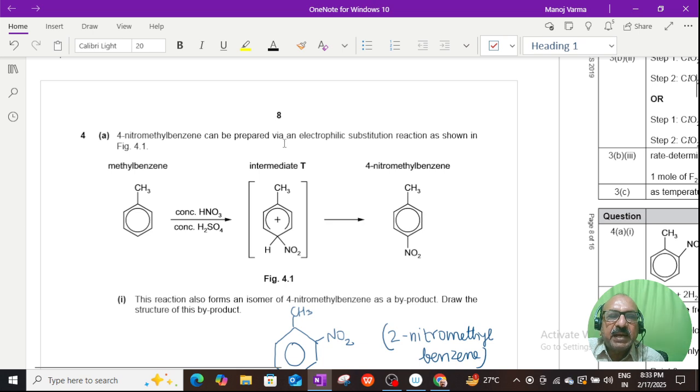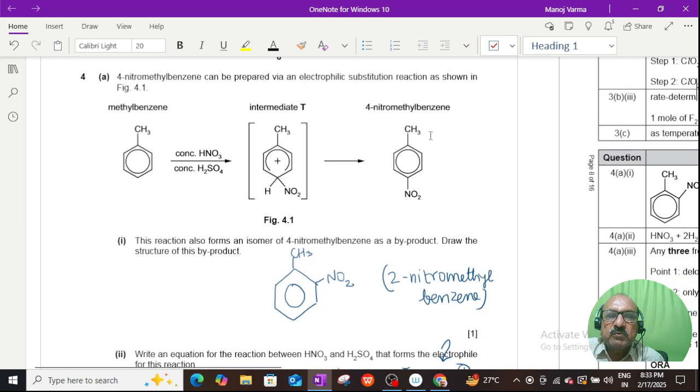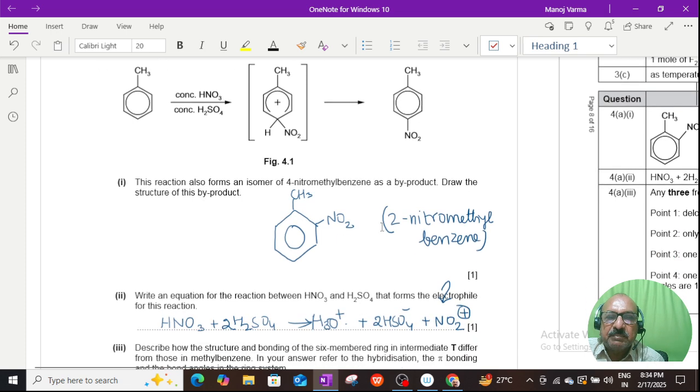4-nitro-methylbenzene can be prepared via an electrophilic substitution reaction as shown in figure 4.1. So methylbenzene is converted into 4-nitro-methylbenzene via this pathway. In the first step, you need concentrated nitric acid and concentrated sulfuric acid. As you know, this is a nitration step, and the NO2 group gets substituted at the number 4 position, and you will also get a byproduct.